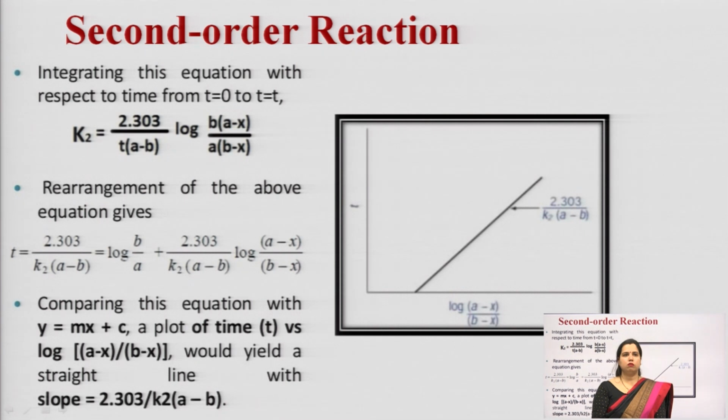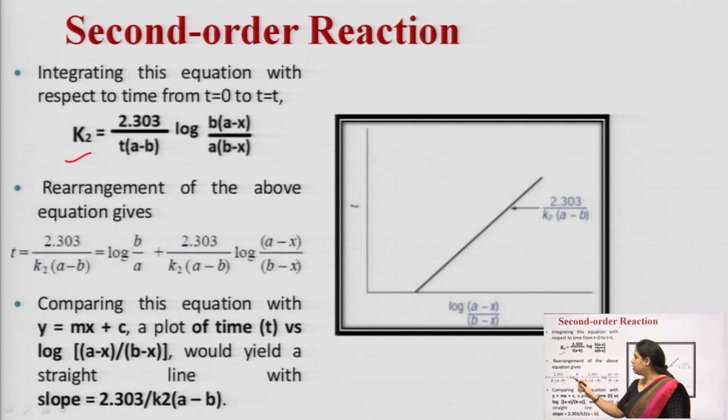For the second order reaction, we integrate this equation with respect to time. We generally take these values at different time intervals, so at time 0 and time t, when we expect that all the reactants have interacted with each other to give the desired product. So, we can take this equation to identify K2 for the second order reaction: K2 = 2.303 / (t (A minus B)) log [B(A minus x) / A(B minus x)].